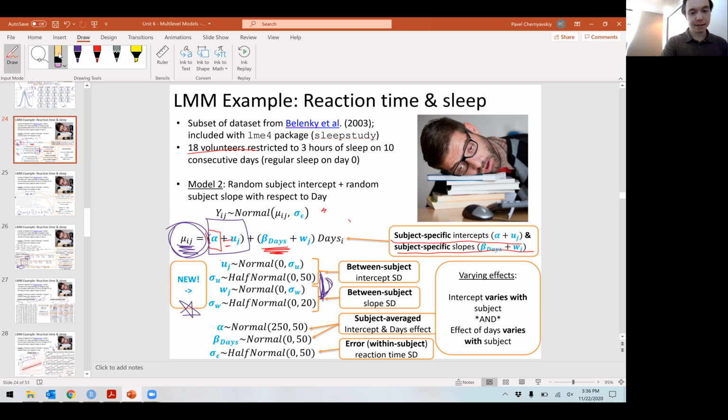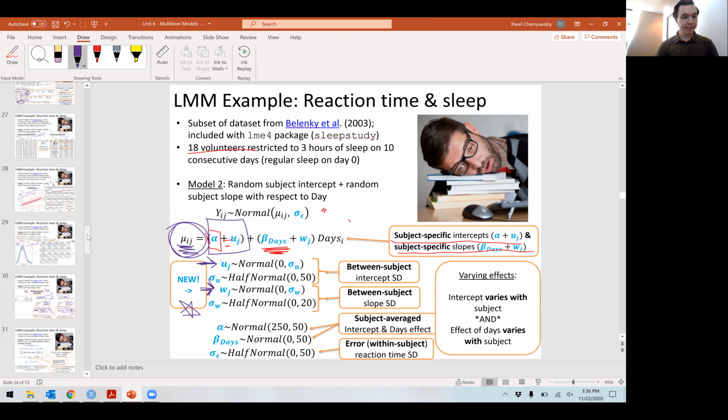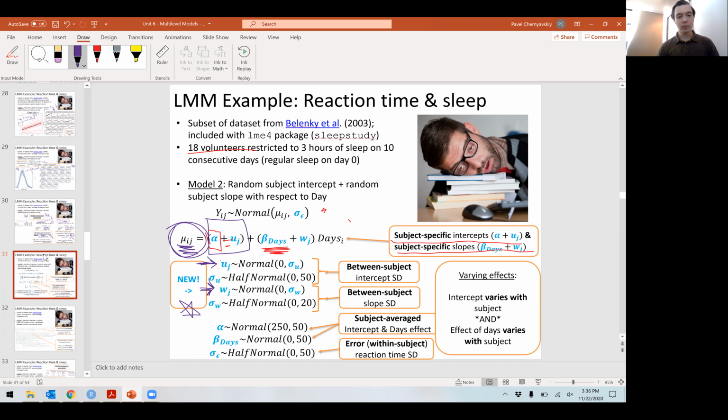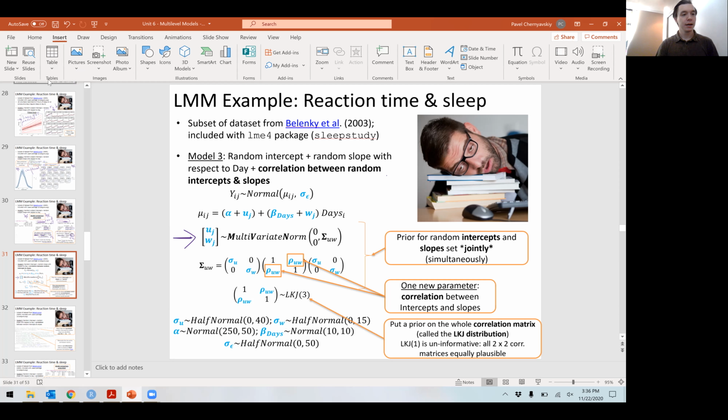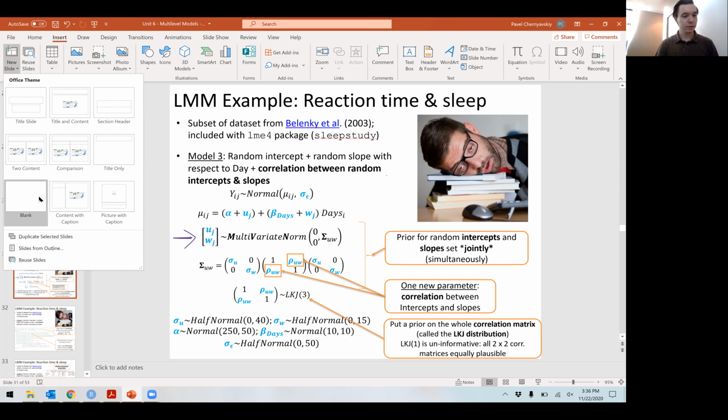Right, you will notice that here we draw our intercepts, and then at a different time, maybe a millisecond later, we draw our random slopes. The most general way is to say, well, why don't we allow the random intercepts and random slopes to be correlated between one another, and let's draw them together as we do there. So why would we do this?